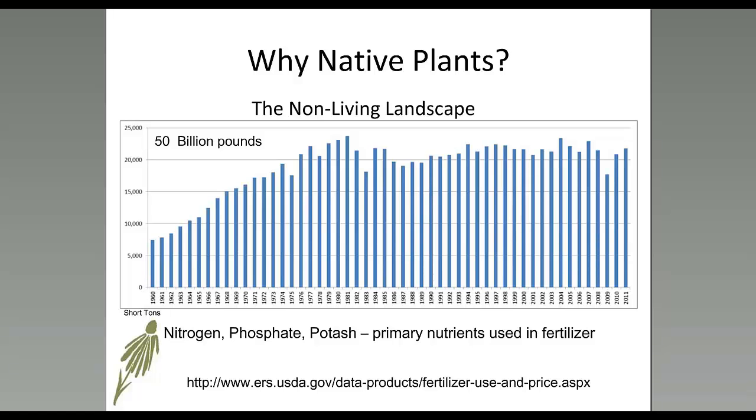Just to give you a little bit more information about what we do to our lawns and often what we do to our gardens and certainly our crops, we have added a lot of fertilizer in order to make our non-native gardens and our lawns lush and green. This chart says that we use nearly 25 million short tons or 50 billion pounds of fertilizer every year. And it just seems to me that removing these elements from the ground to place them on top of the ground when they could be taken up by the deep roots of native plants automatically would save everyone a lot of work.